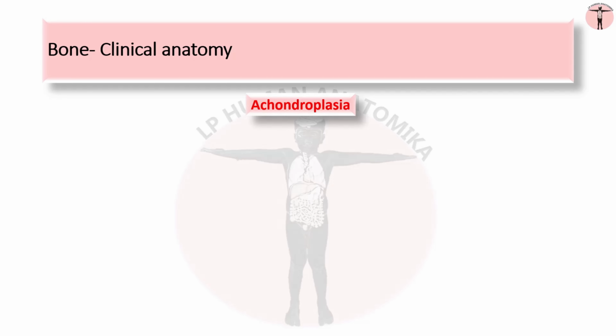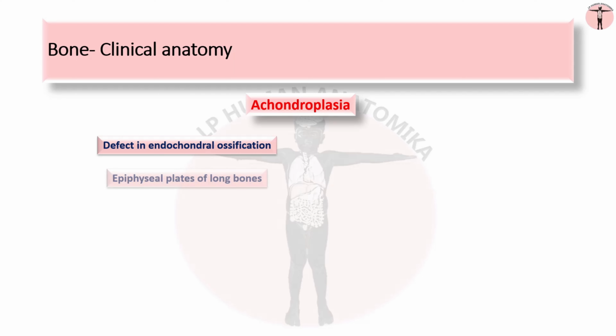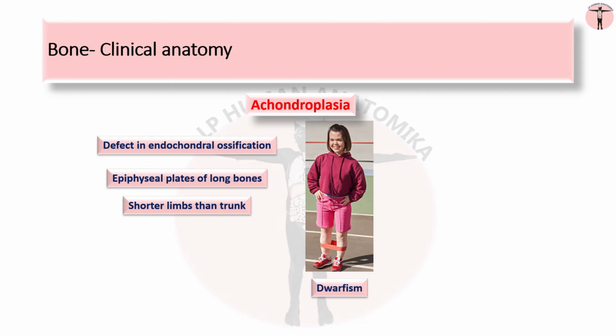Achondroplasia, one of the commonly known congenital anomalies of the skeletal system, is caused by defect in endochondral ossification of the epiphyseal plates of long bones. The child has disproportionately shorter limbs than trunk, which is called dwarfism. Proportional large head, short curved arms and legs, dorsal lordosis, that is convex curvature of vertebral column, and short fingers and toes. The mental development is normal.